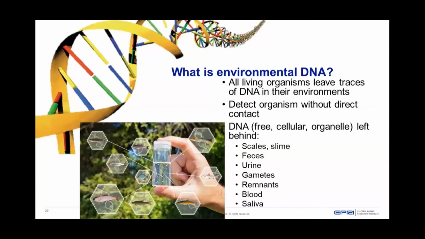So the DNA that's left behind that we're specifically looking for can be free DNA, meaning it's no longer bound in a cell. It can be cellular DNA, like nuclear DNA, or it could be organelle DNA, like mitochondrial DNA or chloroplast DNA. These are two organelles that we find in a cell. And those are traces of these organisms that are left behind as they move through an environment.